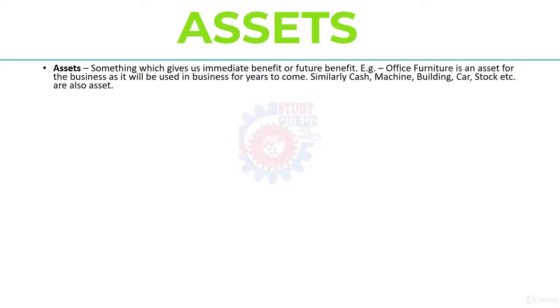Plant and machinery helps the business in production of materials. It is an asset. Similarly, cash, long-term investments, short-term investments, or any other thing that gives the business any benefit, whether in present or in future, is an asset for the business.